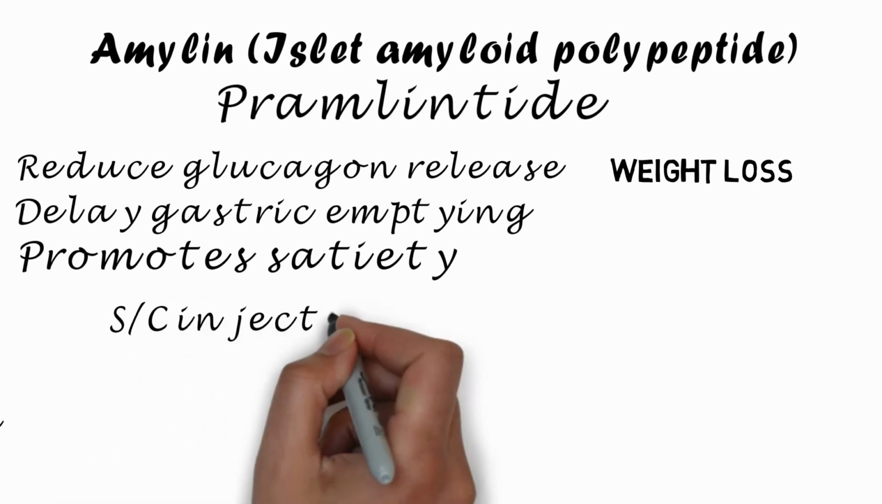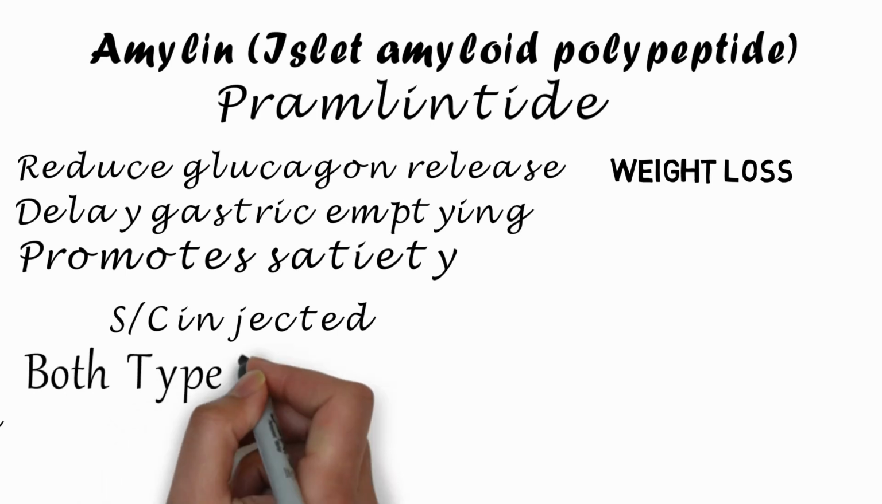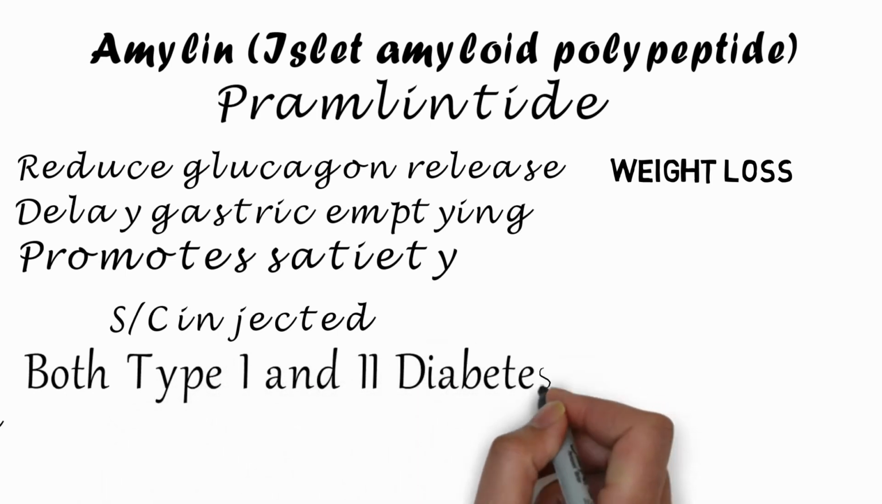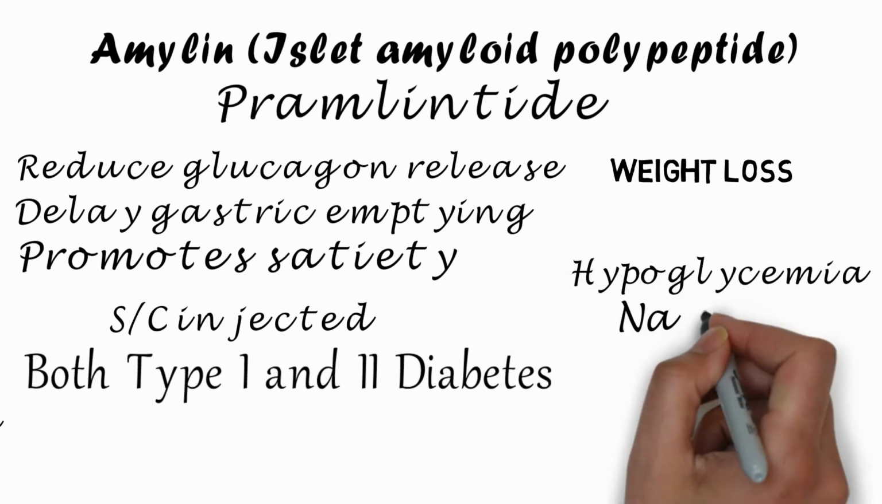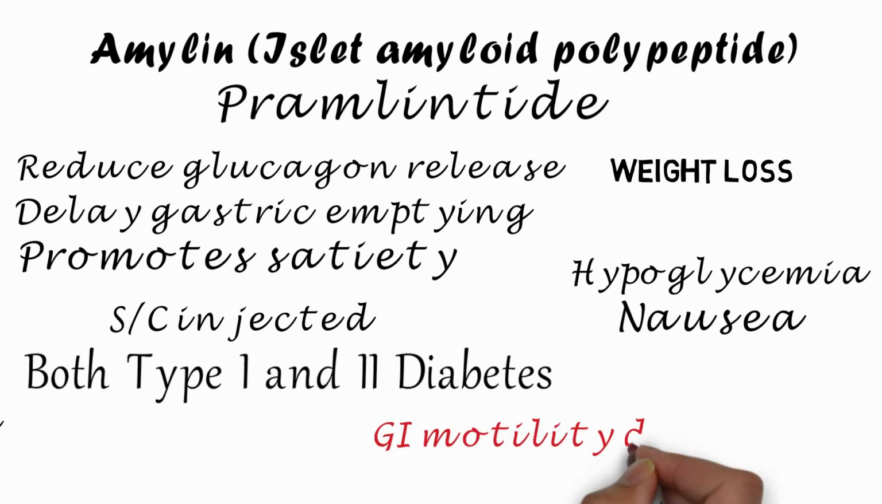Pramlintide is subcutaneously injected immediately before a meal and administered in addition to insulin in patients unable to achieve target postprandial blood glucose level. Hypoglycemia and nausea are the specific side effects of pramlintide, and it is contraindicated in GI motility disorders.